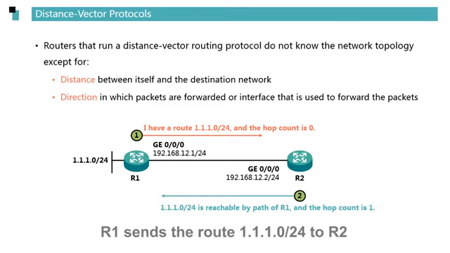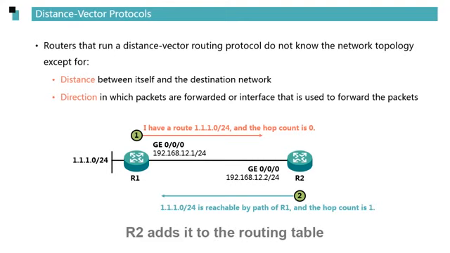R1 sends the route 1.1.1.0/24 to R2. After receiving the route, R2 adds it to the routing table. This route is a direct route of R1. Therefore, the hop count is 0 on R1. R2 learns this route from R1, so the hop count on R2 is 1.